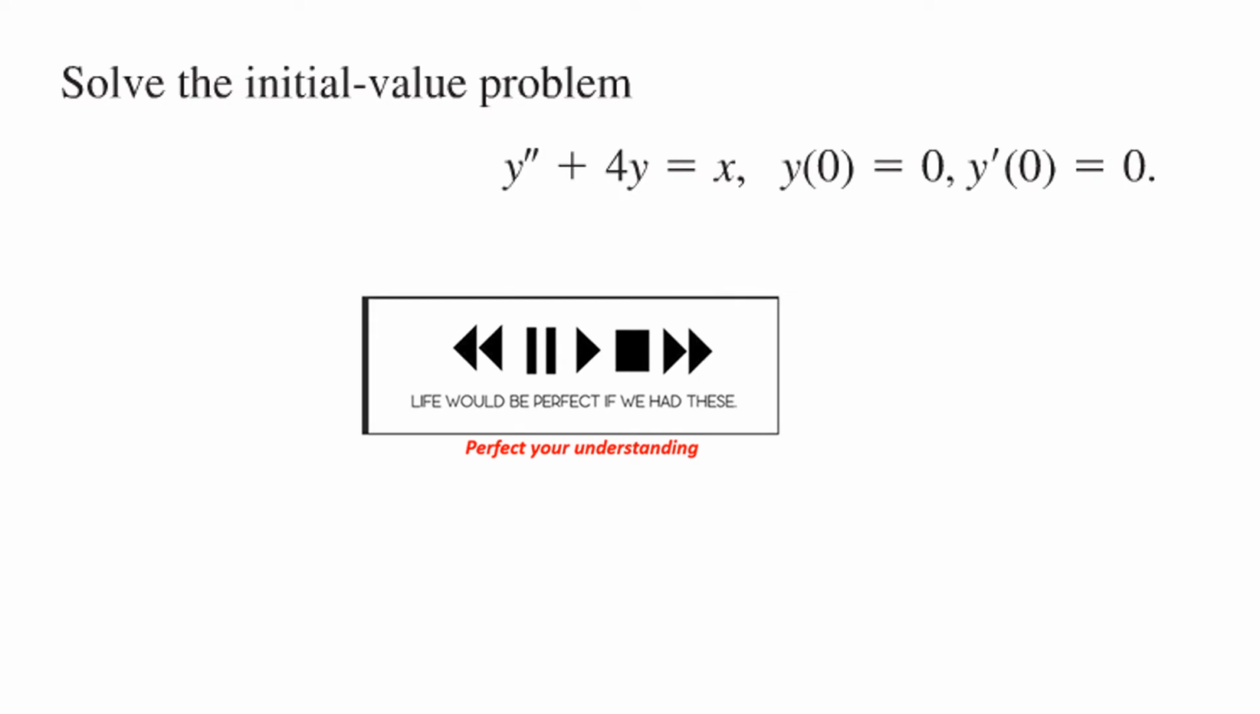Now here is another problem. This has a different left-hand side, but still we're finding y sub p because these are the 0 or homogeneous initial conditions. You know what to do. Let's see how you did.